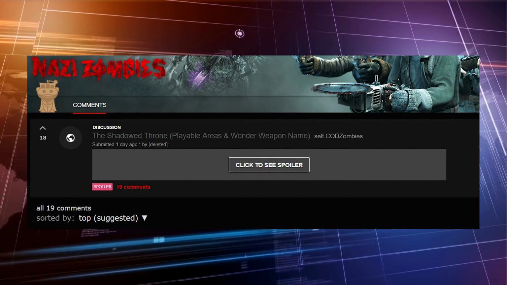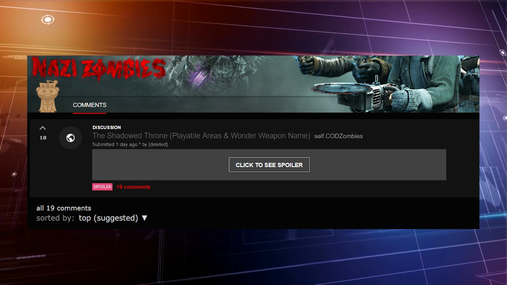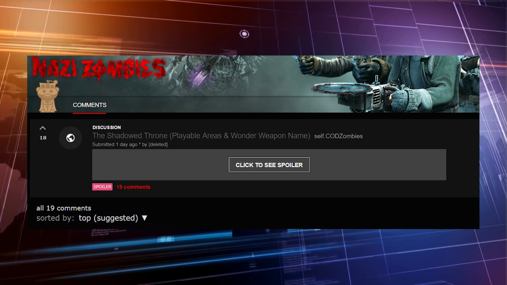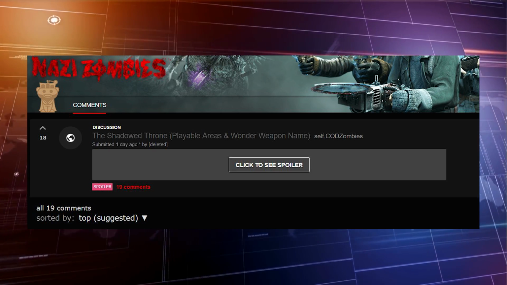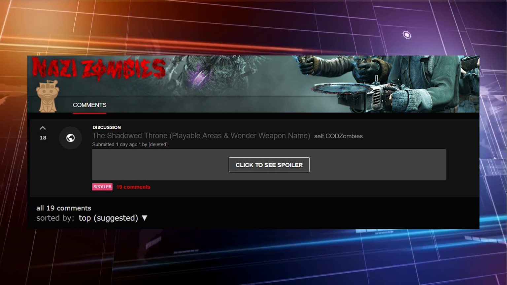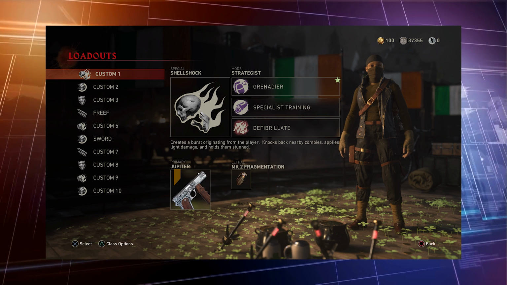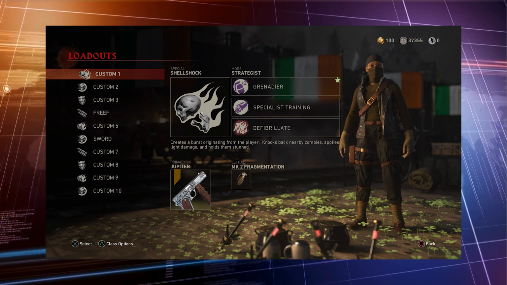For the Shadowed Throne, there is some information leaked and it's on Reddit, but the good news is that it's not any Easter egg steps, though that could change as we get closer to the release. So far the only thing they've leaked is the playable areas and the Wonder Weapon information. I'm not going to spoil it and show any leaked information about that. You guys can head over to Reddit if you want to check it out.